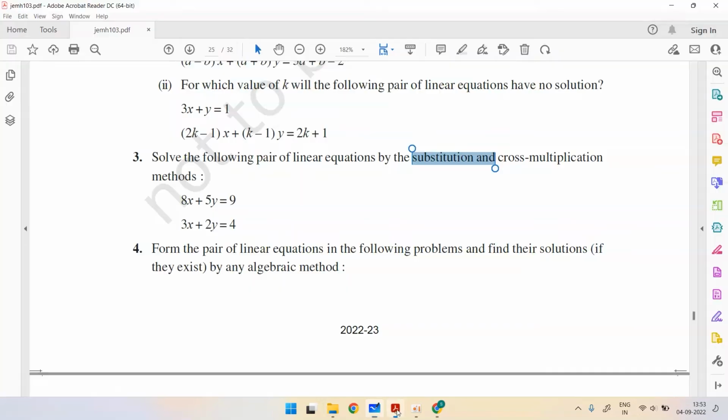The values of x and y that we get from both methods for the solution of this pair of linear equations must be the same, because the lines intersect. So we get the same solution from both methods.